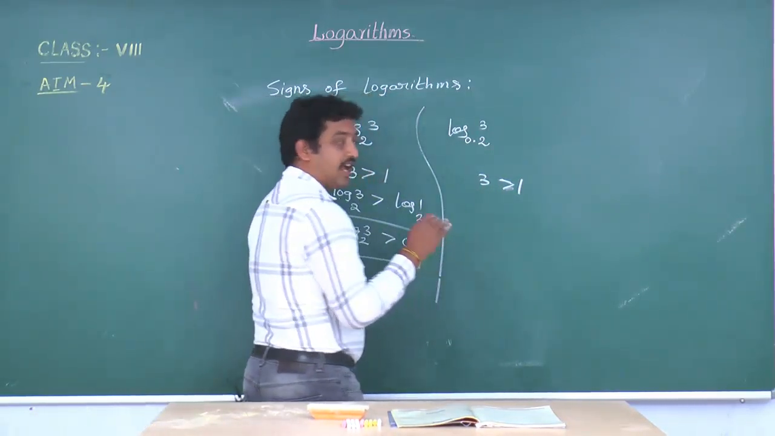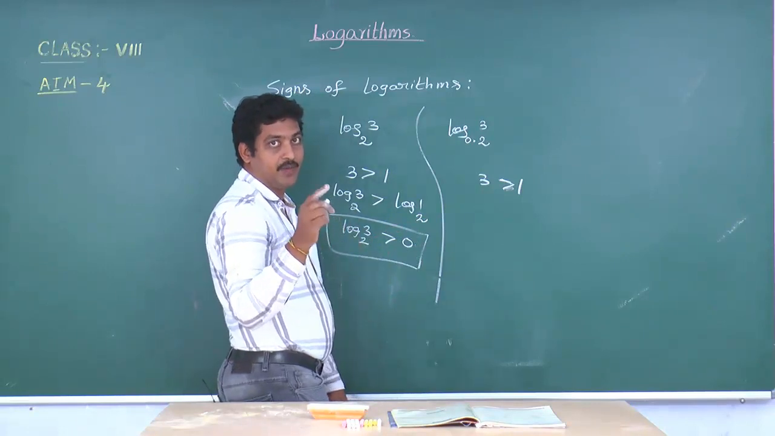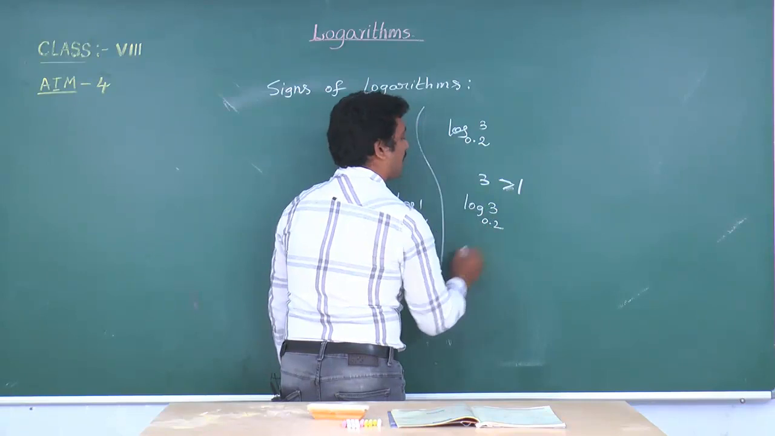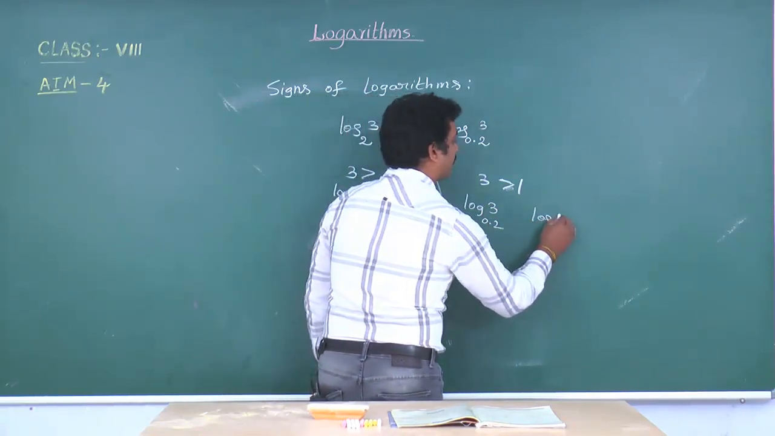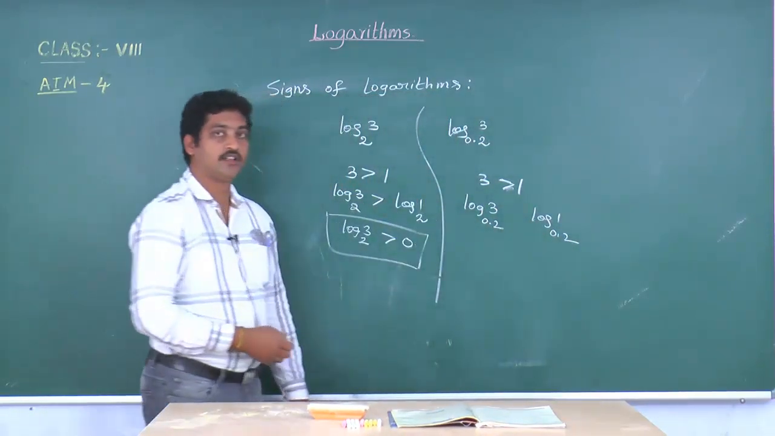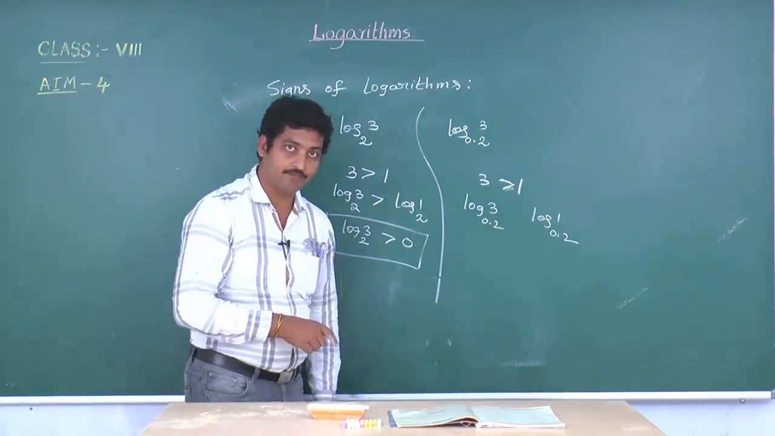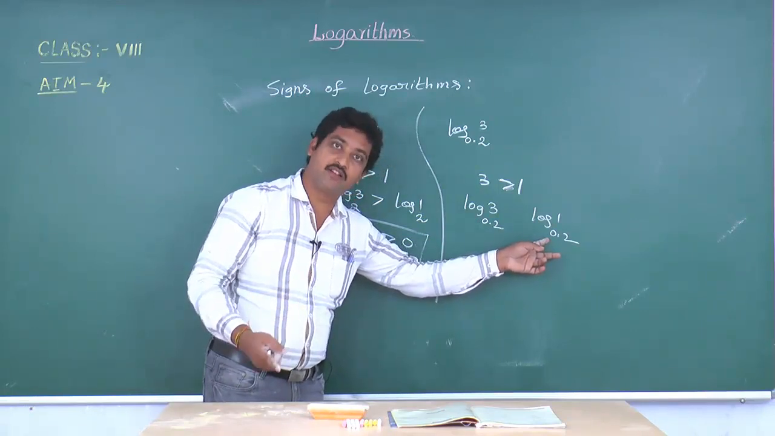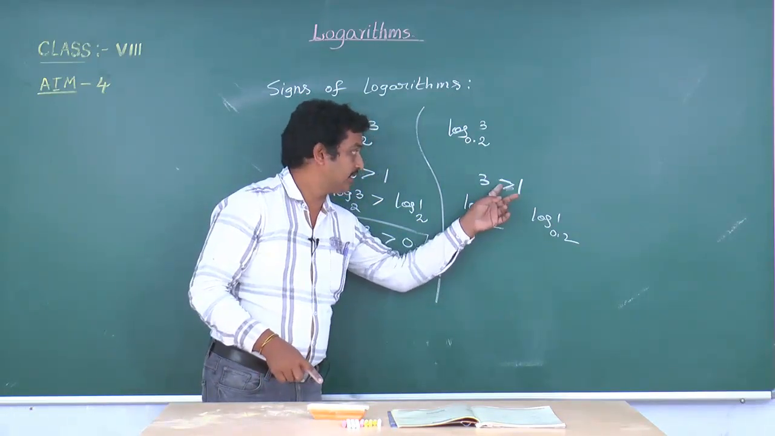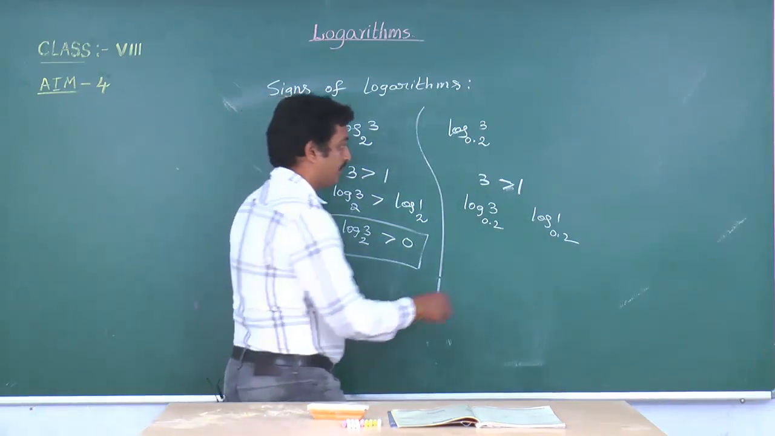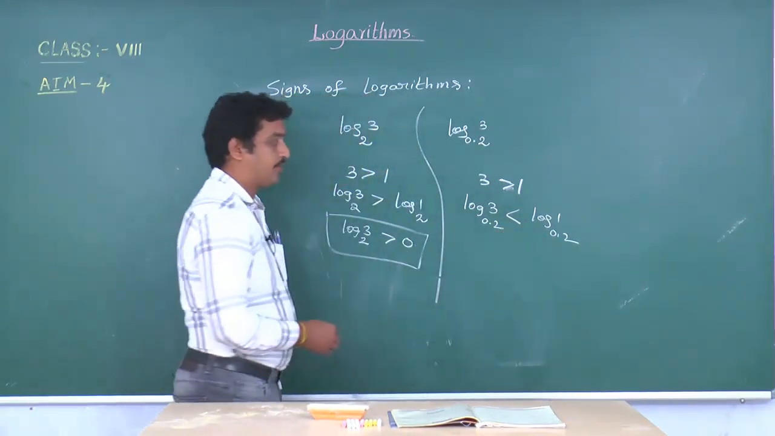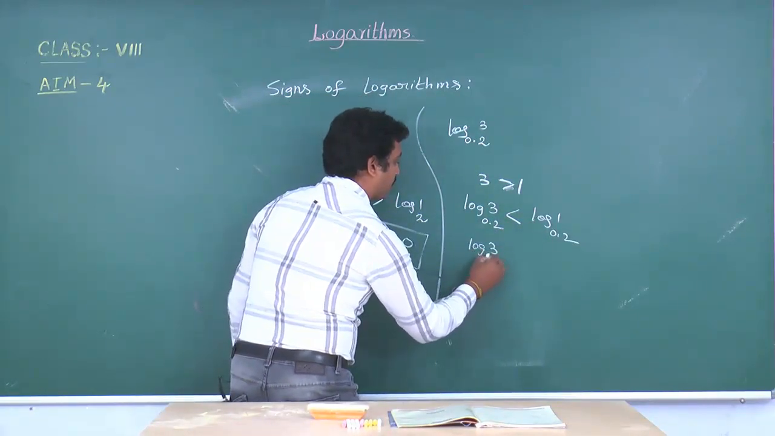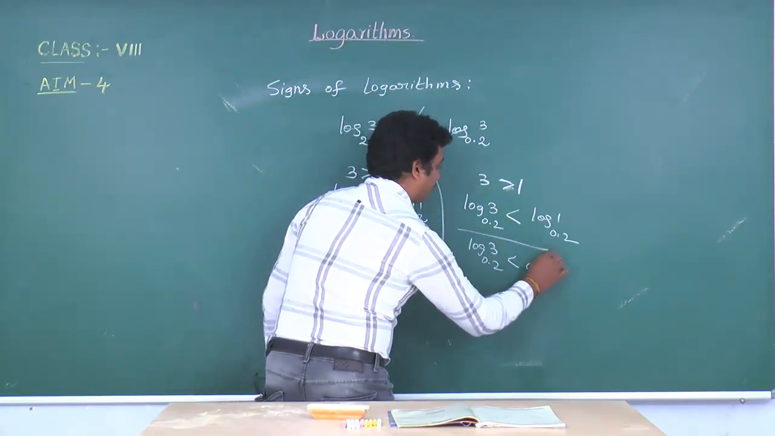Now apply the logarithms on both sides with base 0.2. Then log 3 to the base 0.2 and log 1 to the base 0.2. Which inequality takes place between them? Applied base is 0.2, which lies between 0 and 1. That's why the inequality will be changed. Then it becomes log 3 to the base 0.2 less than log 1 to the base 0.2. Then log 3 to the base 0.2 is less than 0. Therefore, it is negative.